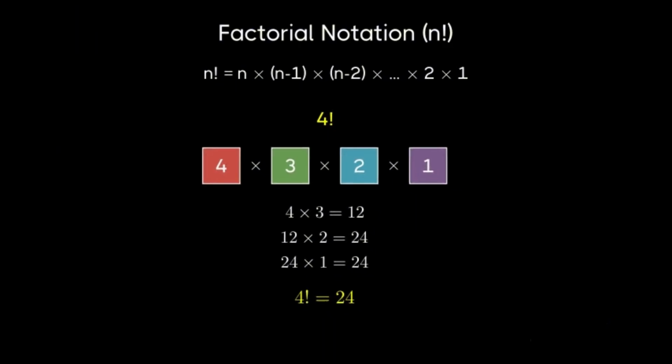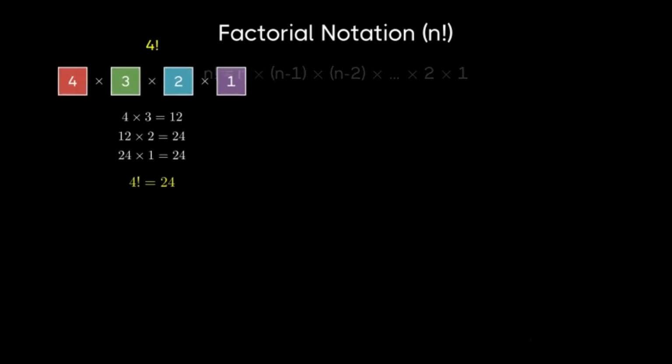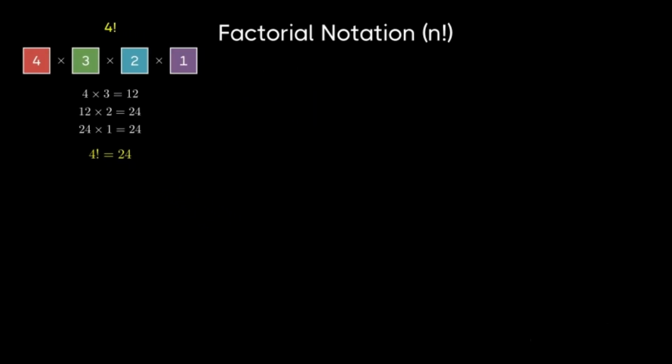Now let's move this calculation to the side and look at the pattern of smaller factorials. This will help us see how each factorial builds on the previous one. Let's examine 3 factorial. Notice how this is actually part of our 4 factorial calculation, but it stands as its own complete factorial as well.